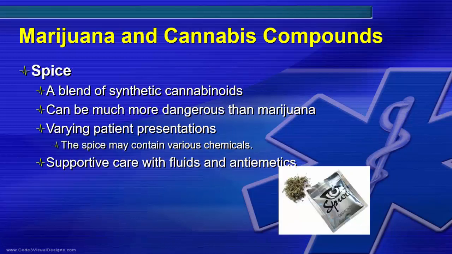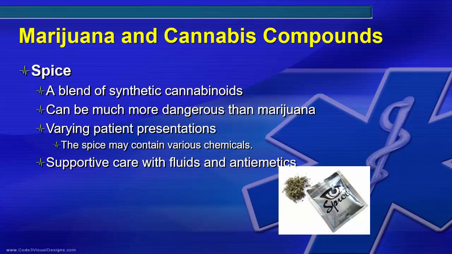And the last thing we're going to talk about in this particular section is spice, which is a blend of synthetic cannabinoids. These are similar to synthetic cathinones. Spice is a synthetic cannabinoid that falls into the category of new psychoactive substances. Because the cannabinoids act on the same cellular receptor as THC, spice is often marketed as synthetic marijuana. However, the active substance is a blend of chemicals either sprayed onto plant material for smoking or sold as a liquid for vaporizing in electronic cigarettes.